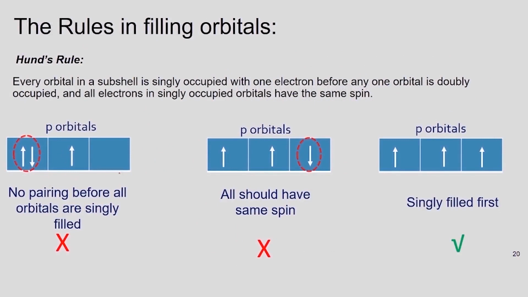The third rule, Hund's rule, is related to the filling of orbitals. According to this rule, all orbitals in the subshell are singly occupied by 1 electron before doubling happens. Here, in the example on the left, electrons are doubled before filling the third p orbital. This is why it is wrong. Also, all single electrons should spin in the same direction. Here, in the middle example, the third orbital has opposite direction to the other 2 electrons. That is why we rule this one out as well. The example on the right shows the right electron distribution according to Hund's rule.